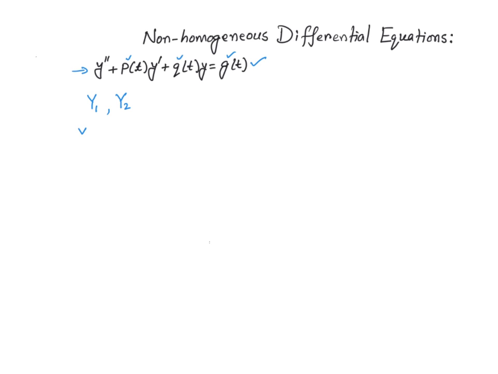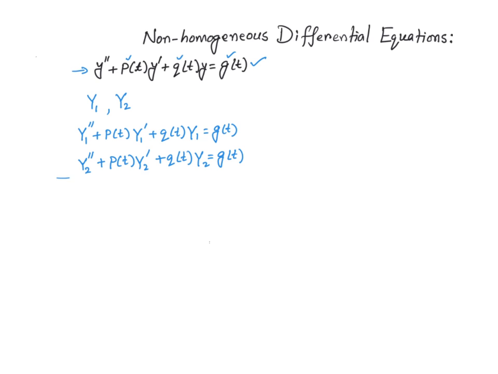So it's going to be y1 double prime plus p of t times y1 prime plus q of t times y1 is equal to g of t. Similarly for y2, so I forgot the prime here. Similarly for y2, it is going to be y2 double prime plus p of t times y2 prime plus q of t times y2, no prime here, is equal to g of t.